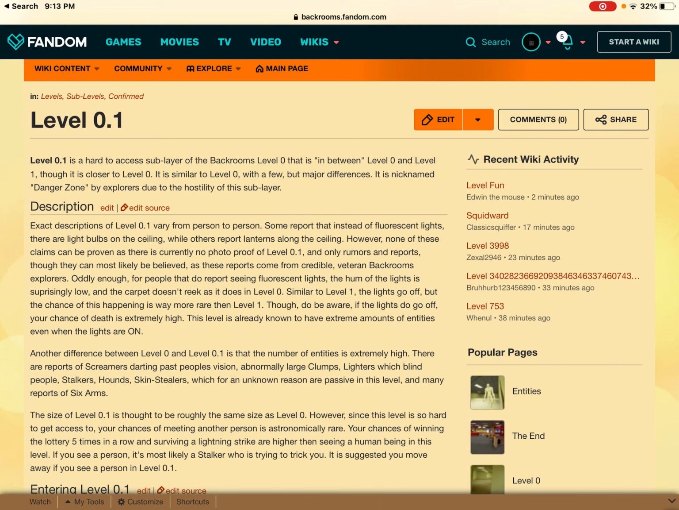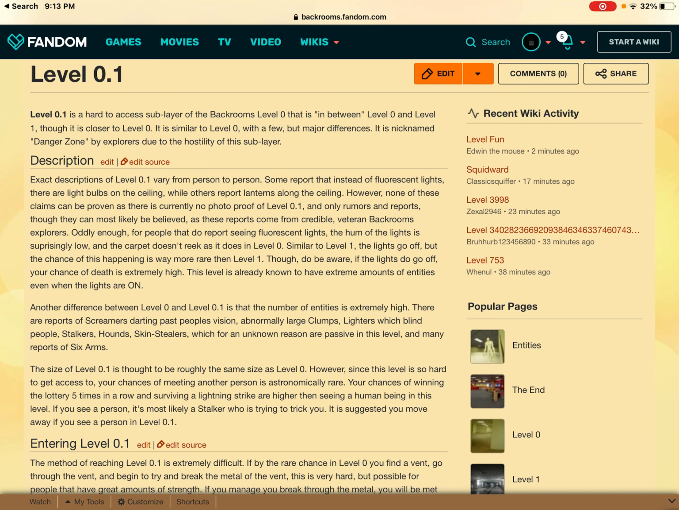This level is already known to have extreme amounts of entities even when the lights are on. Another difference between Level 0 and Level 0.1 is that the number of entities is extremely high. There are reports of screamers darting past people's vision, abnormally large clumps, lighters which blind people, stalkers, hounds, skin sealers, which for an unknown reason are passive in this level, and many reports of six arms.